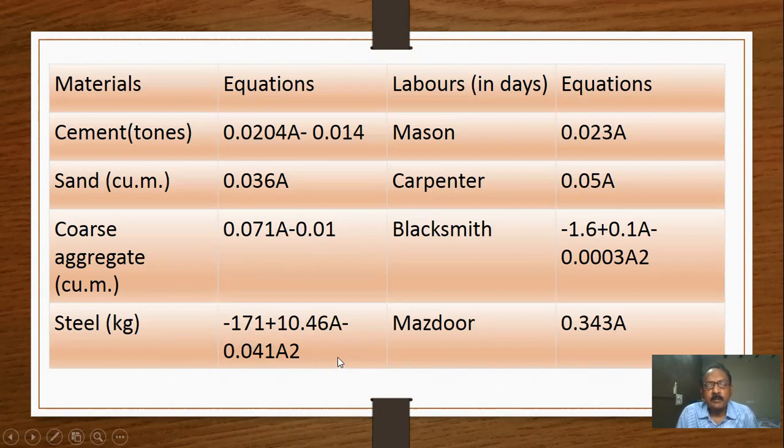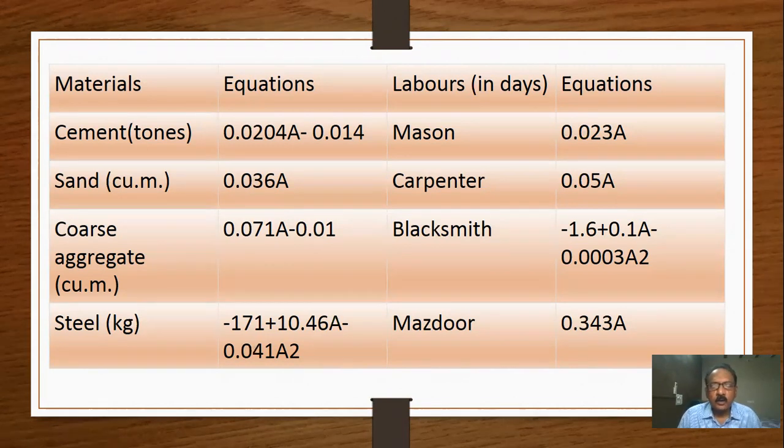The plinth area may be different because the quantities will vary for columns, beams, and slabs. Similarly for labor in days, mason is 0.023A, carpenter 0.05A, blacksmith minus 1.6 plus 0.1A minus 0.0003A squared, and 0.343A.